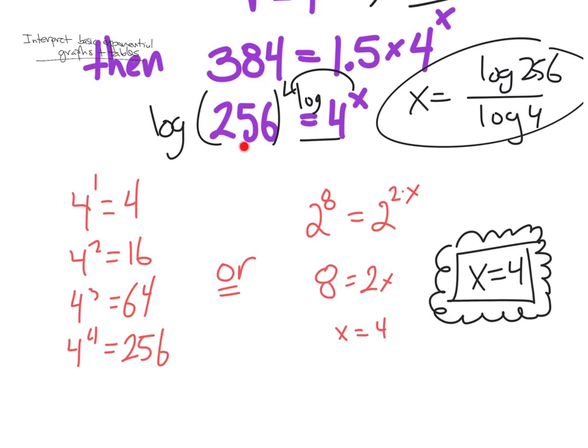Or if you recognize this as 2 to something, you could say, well, 2 to the 8th is 256, and 4 is 2 to the something also, it's 2 squared, so you have 2 squared to the x. Because the bases are the same, 8 equals 2x, and you'd get x equals 4 as well. So these are two different ways of thinking about how you'd get the answer. This is a more procedural way of taking the log of both sides. Either way, x equals 4 is the answer to that question.